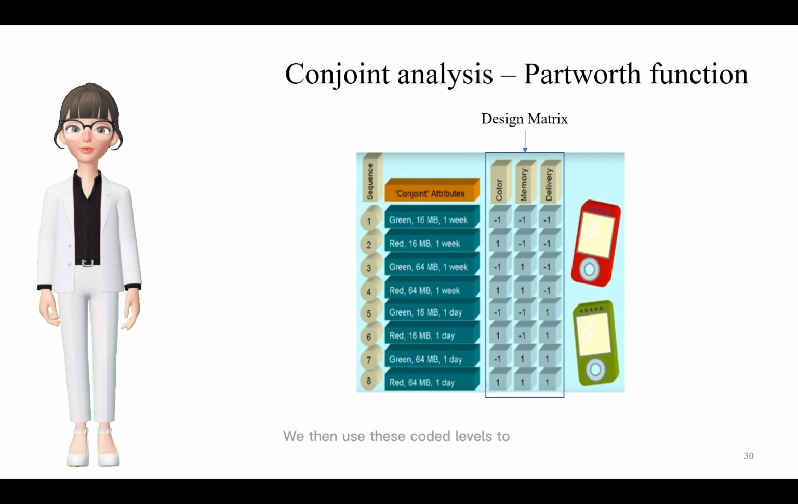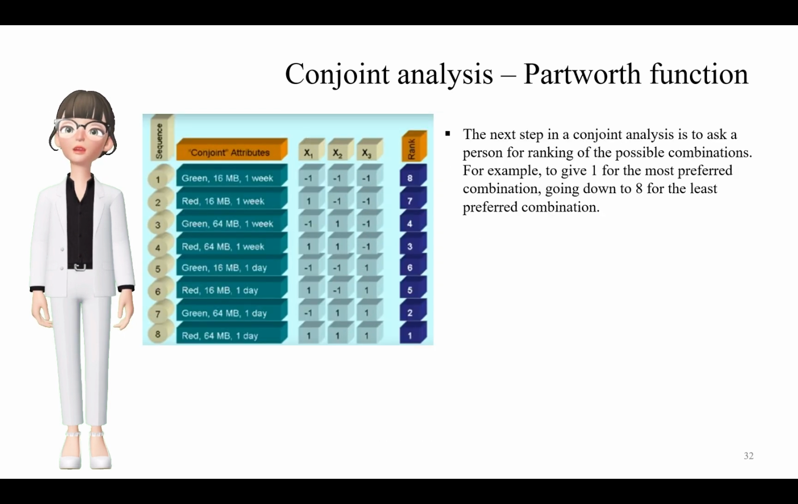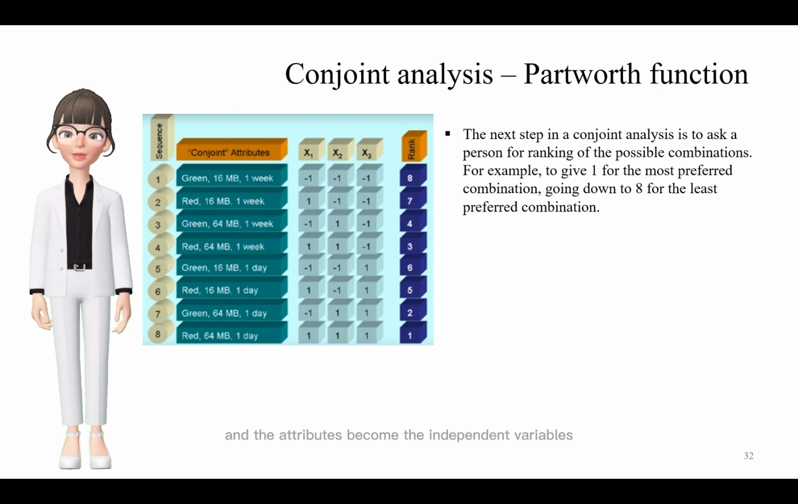We then use these coded levels to create design matrices that will be used in the regression analysis. In a visual depiction, every combination is depicted as a point at one corner of a cube, where the first, second, and third dimensions correspond to color, memory size, and delivery time. The customer is then requested to rank these product bundles from 1 to 8 based on their preferences. In the regression analysis, the ranking variable becomes the dependent variable, and the attributes become the independent variables.